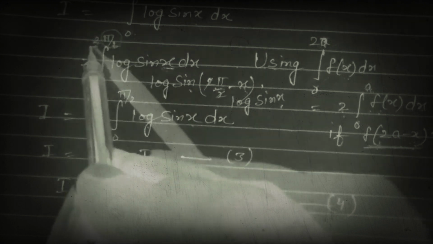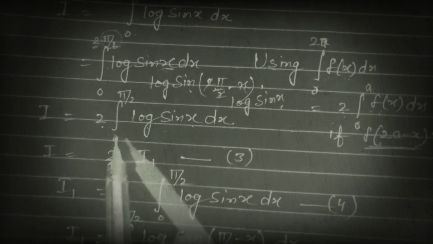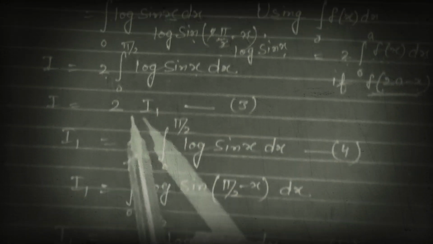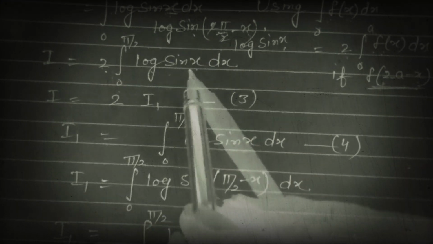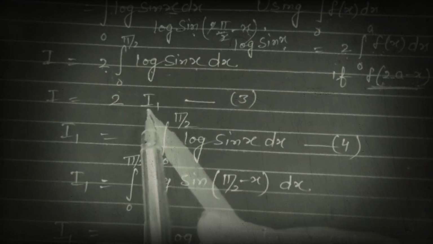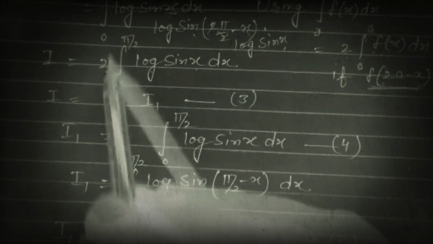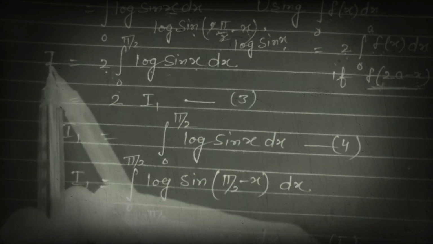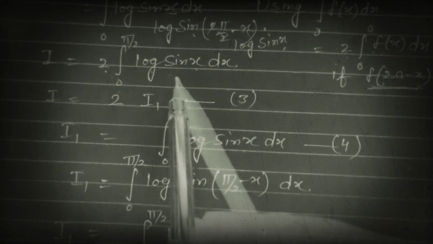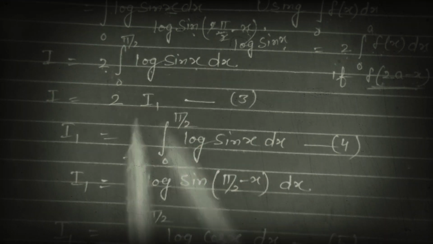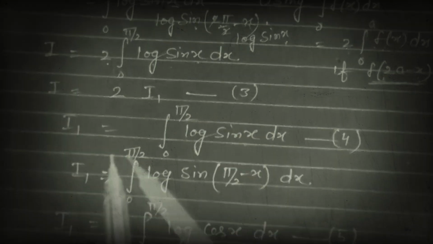This is 2a. So 2 will come in front, limit is 0 to pi by 2. And this is same as the question, log sin x. Log sin x we will take as I1. This one is I1. We have to find out the integration value of I, but we will take this as I1, so we will solve it separately and put it in here.